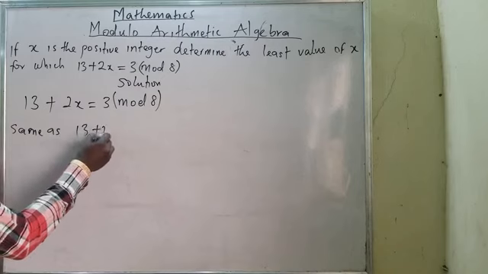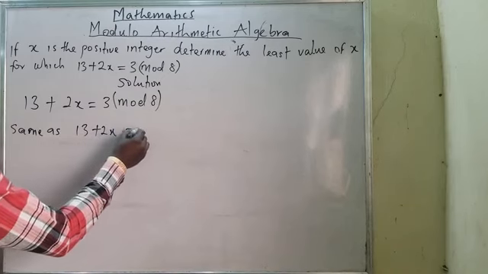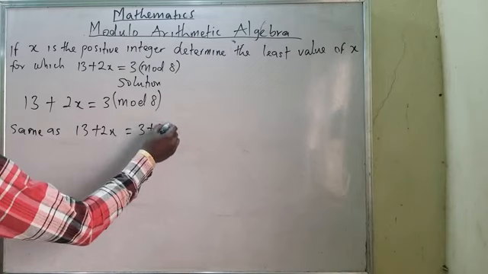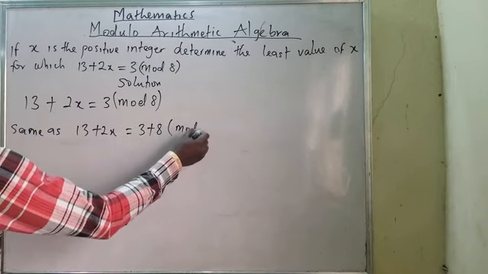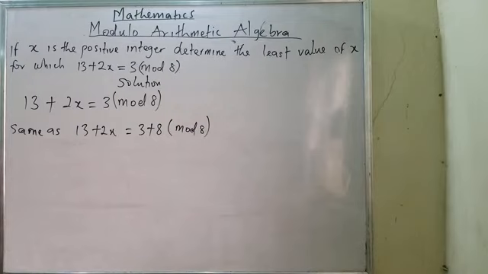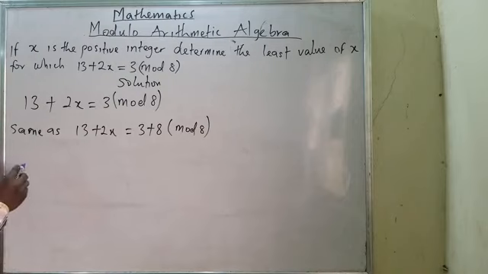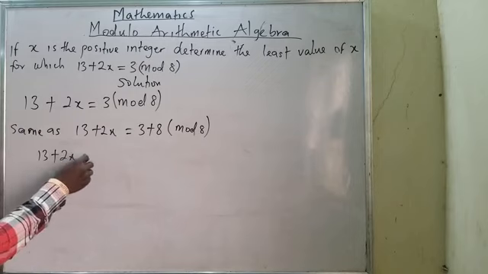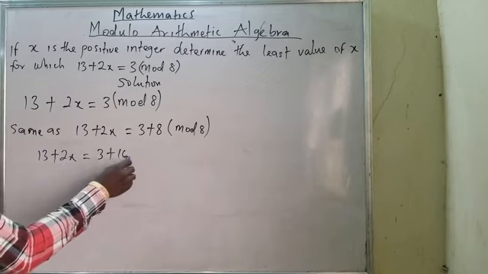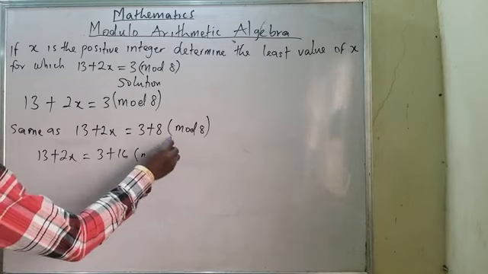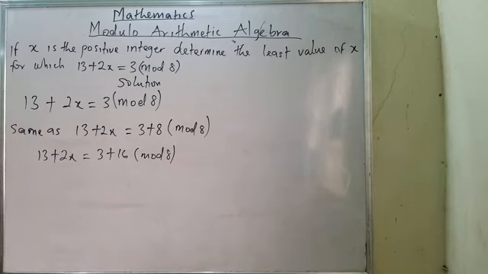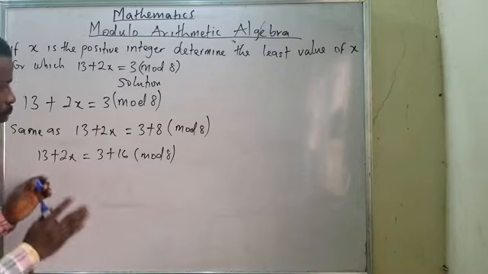13 plus 2x congruent to 3 plus 8 mod 8. Do you know that I can write this as the same thing? That is very, very correct. Since I can write this, take note that it will be the same as 13 plus 2x congruent to 3 plus 16 mod 8 also. Do you know that it's all the same?